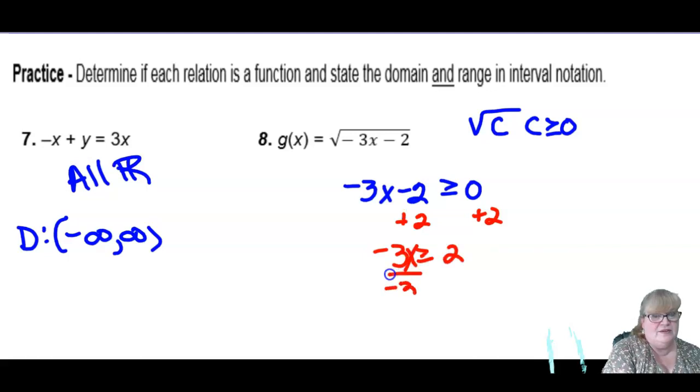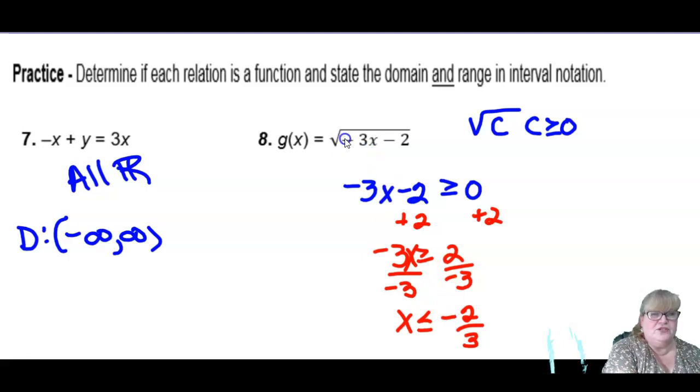Then I'm going to divide by -3. Does anybody remember what happens? When you divide by a negative with an inequality, this number goes from being positive to negative, so it flips this inequality around because you've changed signs. So when you divide or multiply by a negative, you have to reverse the inequality. So the only numbers that will work in here are numbers less than -2/3.